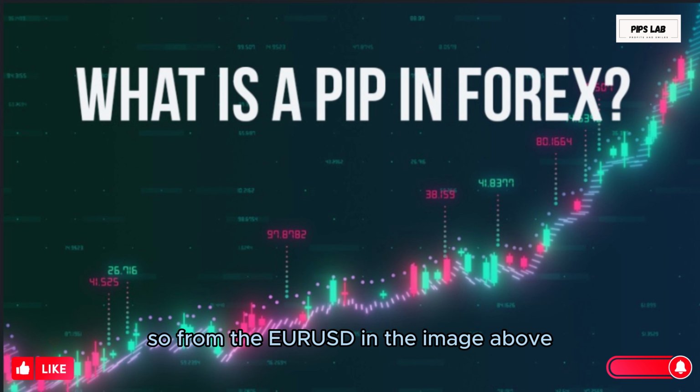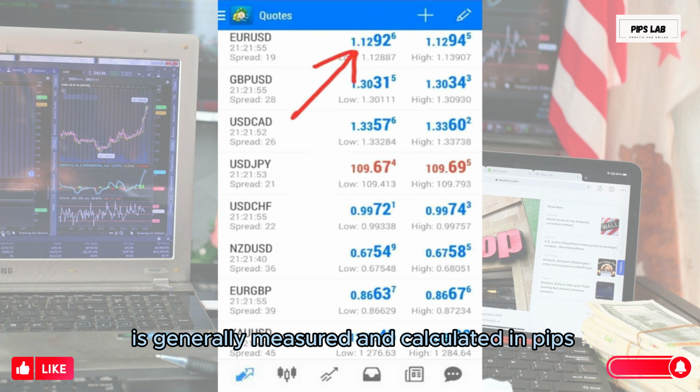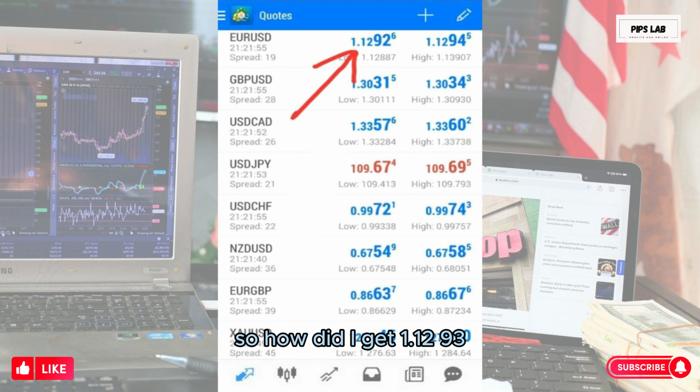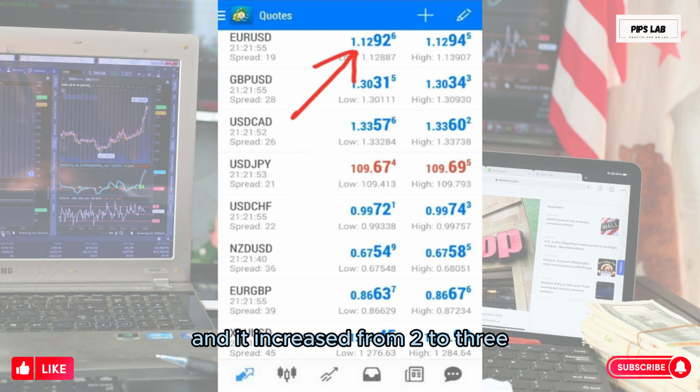So from the USD in the image above, you start calculating the pip from the fourth decimal digit there, which is 2 from the right. So if USD, which is currently at a price of 1.1292, makes a move of 1 pip, its new value would become 1.1293. Currency movement in Forex is generally measured and calculated in pips. So how did I get 1.1293? I added 1 to the fourth decimal place number there, and it increased from 2 to 3.